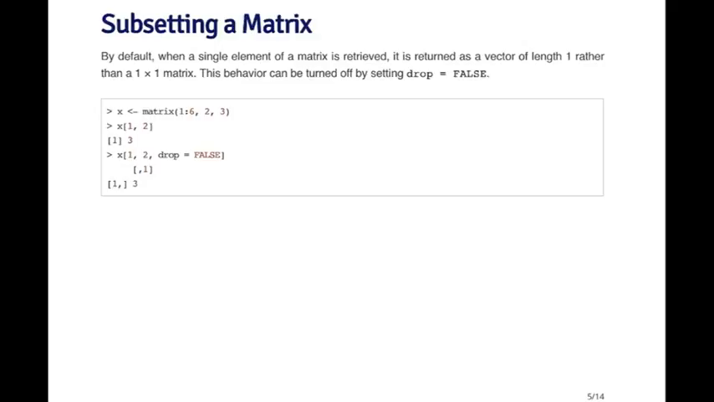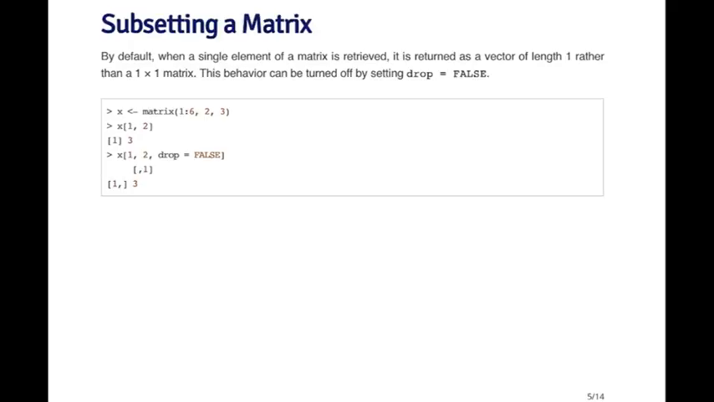By default, when a single element of a matrix is retrieved, it is returned as a vector of length 1 rather than a 1 by 1 matrix. Remember I said before that the single square bracket operator always returns an object of the same class. The one thing that is sometimes a little unexpected is that if I subset out a single element of a matrix, I don't get back a matrix. What I get back is just a vector with that number in it. So if I say x[1, 2], that gives me the first row, second column of the matrix. That's just the number 3, and what I get back is the number 3, not a 1 by 1 matrix with the number 3 in it. This is usually what you want, although sometimes it can cause problems.